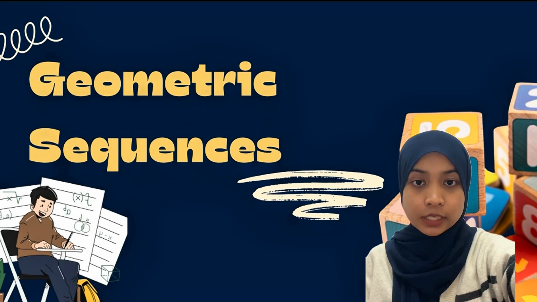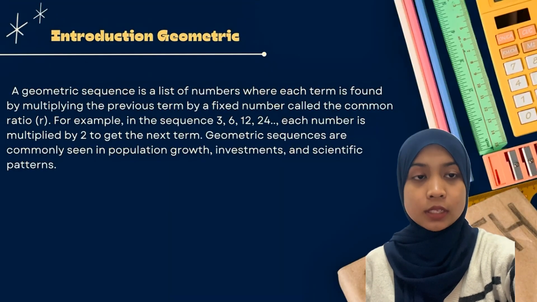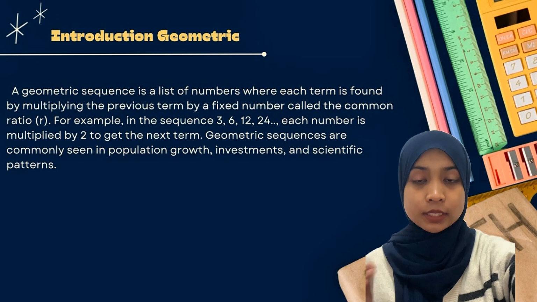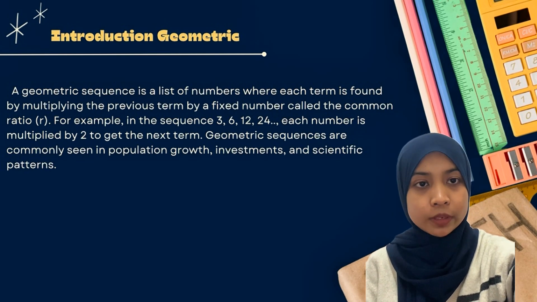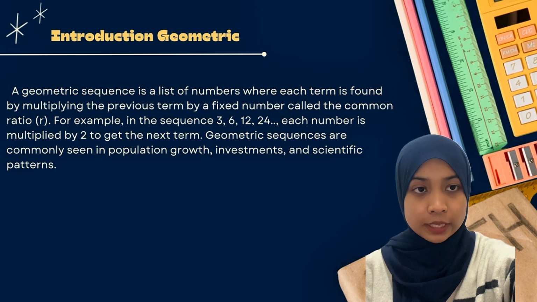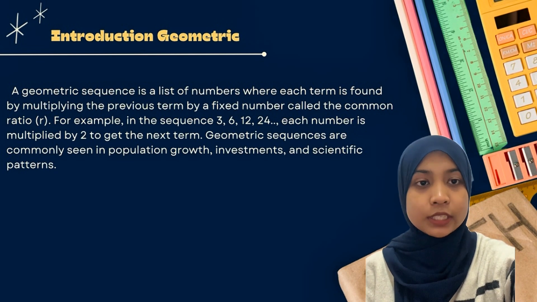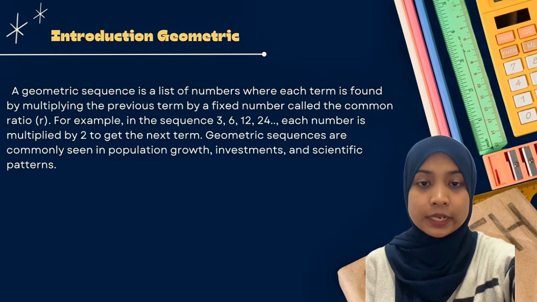And the second sequence is the geometric sequence. A geometric sequence is a list of numbers where each term is found by multiplying the previous term by a fixed number called the common ratio r. For example, in this sequence, 3, 6, 12, 24, each number is multiplied by 2 to get the next term.